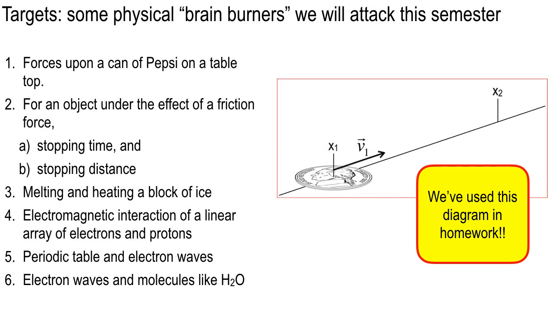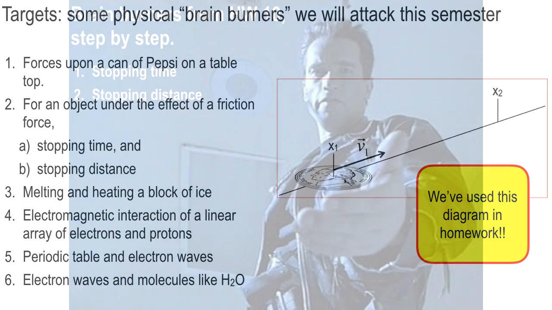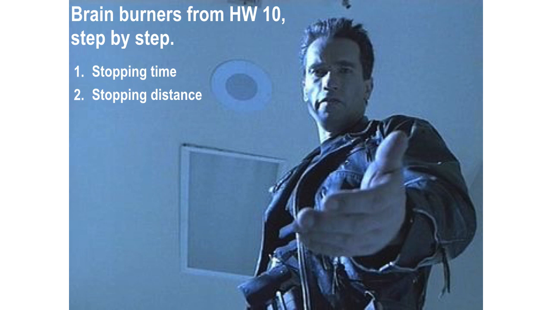Now, what we're going to be doing today from this target list, we're going to be working on stopping time and stopping distance problems. We're just going to go through those brain burners from homework 10, step by step. If you've already racked up the points from homework 10, work it out with me again today, because it's probably different from what you have done, and it will reinforce what you need to do.